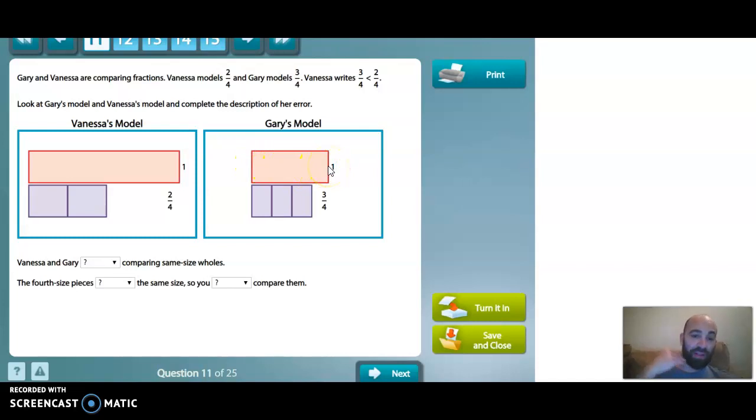All right, so we talked about this all the time. Vanessa's model looks like it's an extra large pizza. Gary looks like he got a medium here. Even though they each got one pizza, are they the same size? All right, so the fourth size pieces are the same size or are not the same size. So you can compare them or you cannot. All right. So it's a lot of questions there, but you know how to do that.